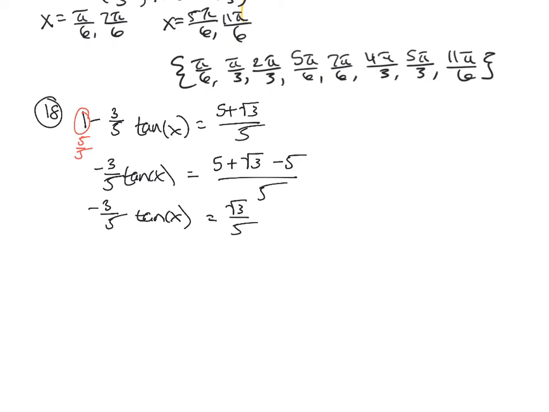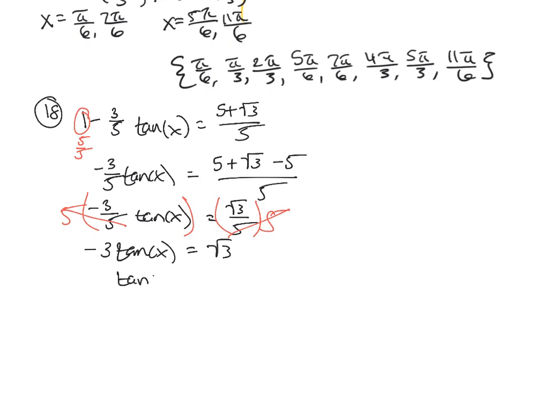And from here, you can do a few things. You can do this all in one step or in two. So you can multiply by negative 5/3 on both sides, or you can multiply both sides by 5 and then divide both sides by negative 3, which is what I'm going to do. So I'm going to undo that because it's in the wrong color. I'm going to multiply both sides by 5. Those will cancel, as will this. So I end up with negative 3 tangent of x is equal to square root of 3, and then I'm going to divide both sides by negative 3.